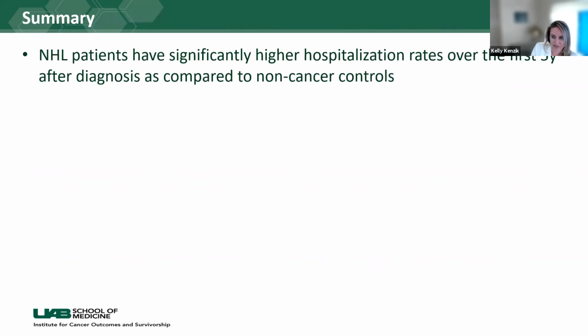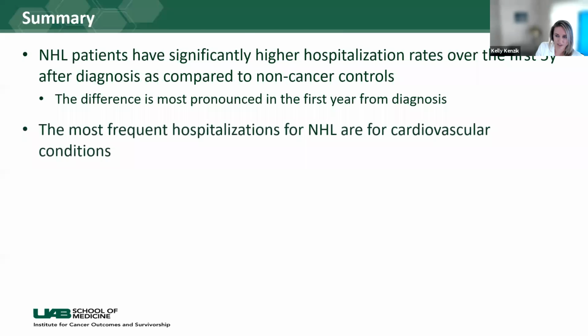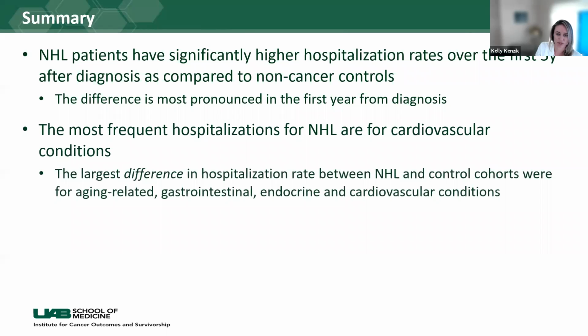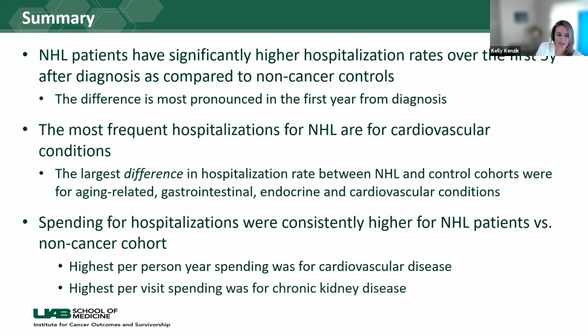So overall, we found a significantly higher rate of non-malignant hospitalizations over the first 5 years from diagnosis for NHL compared to their non-cancer counterparts. This was definitely most pronounced in the first year from diagnosis. The most frequent hospitalizations were for cardiovascular conditions. However, the largest difference that we observed was for the aging-related, gastrointestinal, endocrine, and then followed by cardiovascular conditions. Spending was consistently higher for NHL compared to the non-cancer cohort, and per person year hospitalization was highest for CVD, and then per visit, it was actually highest for chronic kidney disease.